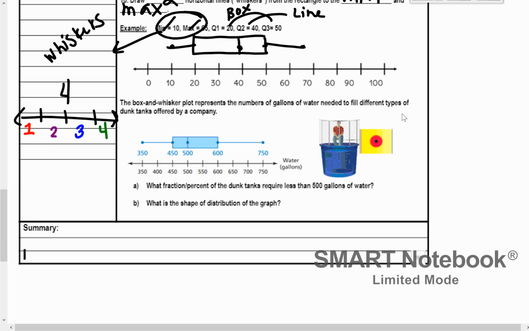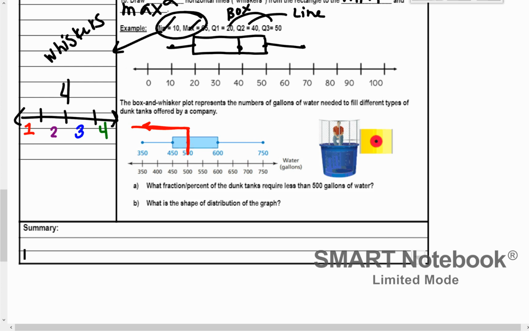So what fraction or percent of the dunk tanks require less than 500 gallons? Right here we have 500 gallons. This is a dunk tank. You might have seen this at a carnival or festival. You try to throw the ball at this little target and it drops their seat out from under them. They get dunked in the tank. The box and whisker plot is representing the number of gallons for different types of dunk tanks that are offered by a company. So we want to know what fraction or percent of our data is 500 or less.